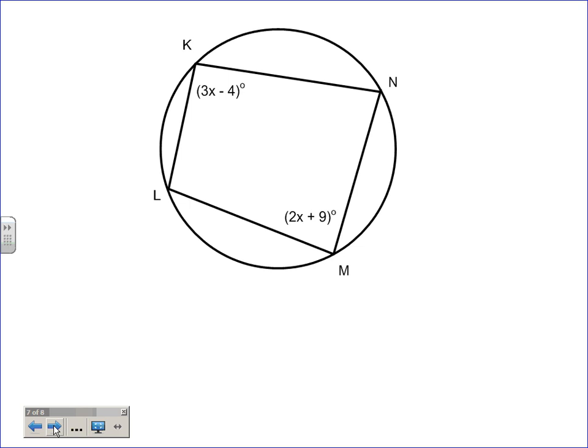The problem is a lot of people think that if I connect L to N, that it's guaranteed to be a diameter. Could it be? It very well could be, but do we have any way to know that? No, we don't. So can we just set those two equal to each other? No. That would be the only reason you could, because each would be equal to 90, but we don't know that. So does anybody have a strategy that might help us solve this then?